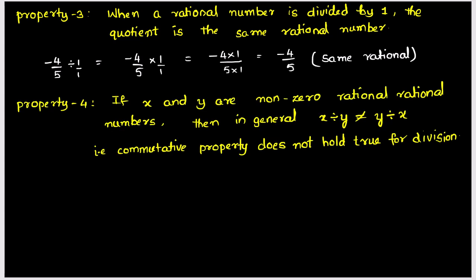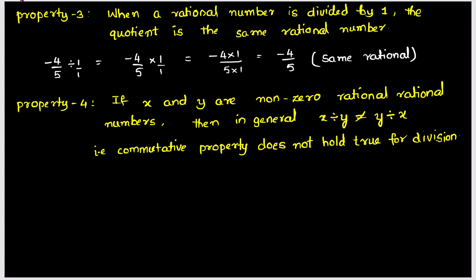Now, property 4 is if x and y are two non-zero rational numbers, then in general, x divided by y is not equal to y divided by x. That means the division of x by y is not same as the division of y by x. This you have to keep in mind. That means in words we can say that commutative property does not hold true for division. This you have to keep in mind.